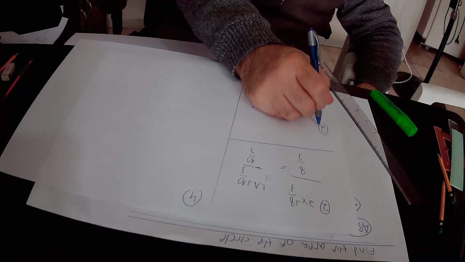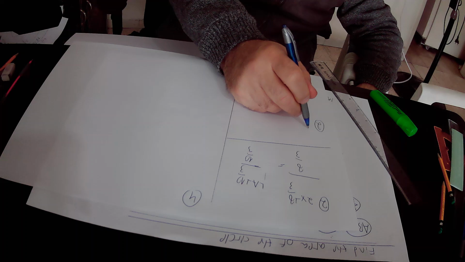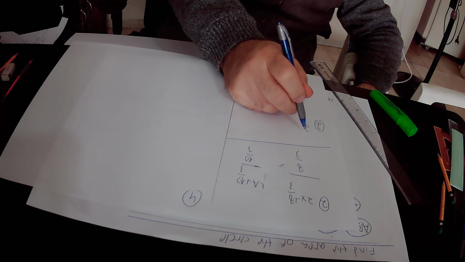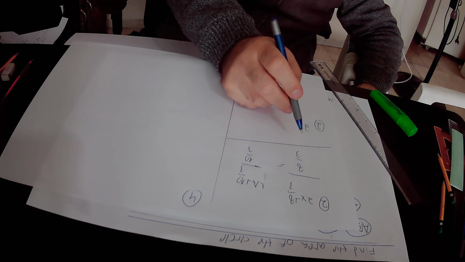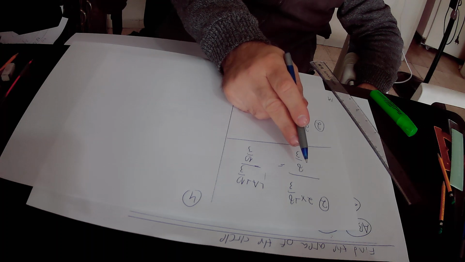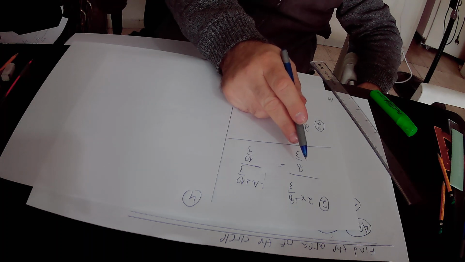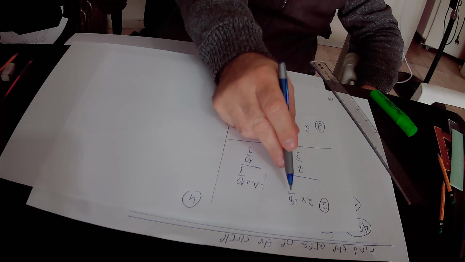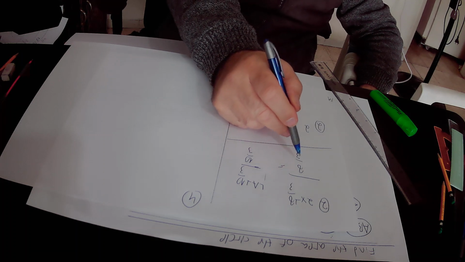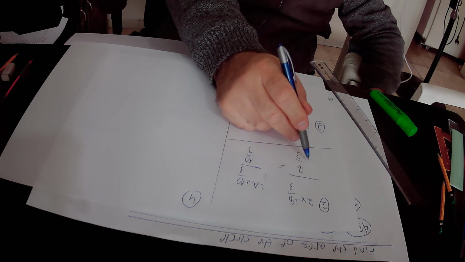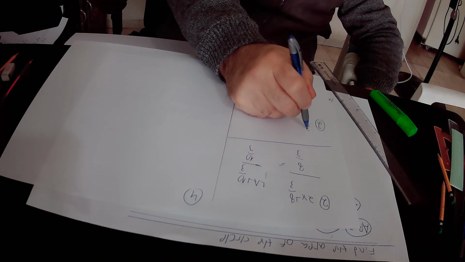So on this side of equation 2 we have 2x plus 8 over 3. Here we will multiply 2x by 3 and then divide by 3 in order to have a common factor with 8 over 3. And we get that 2x times 3 is 6x.